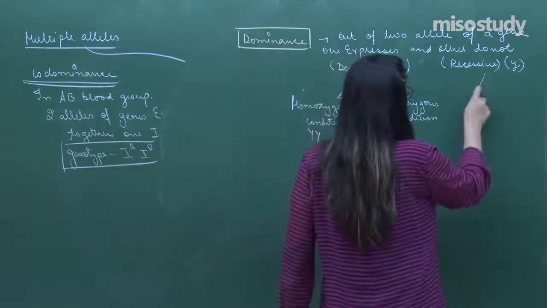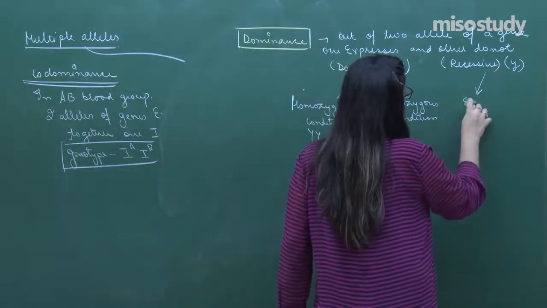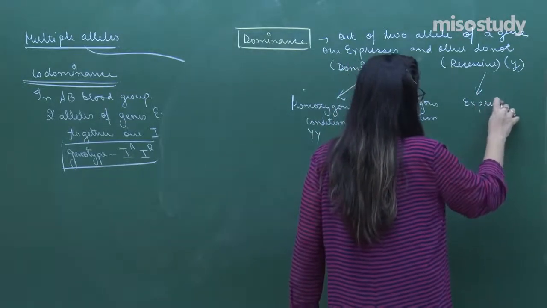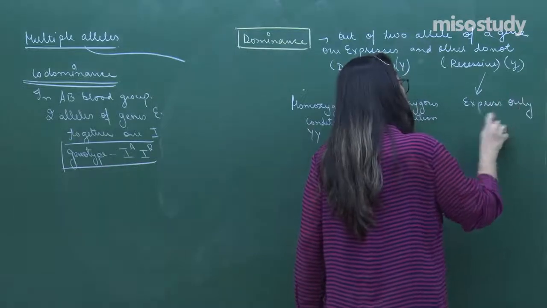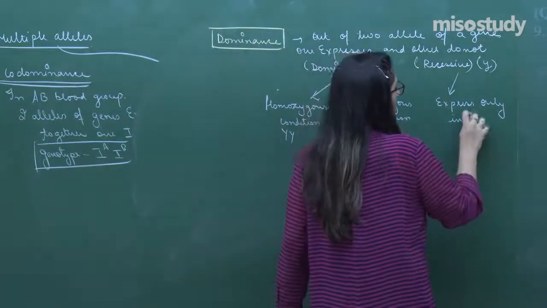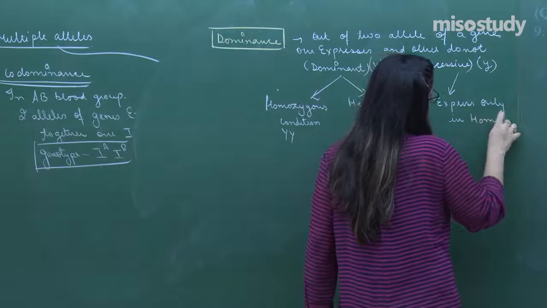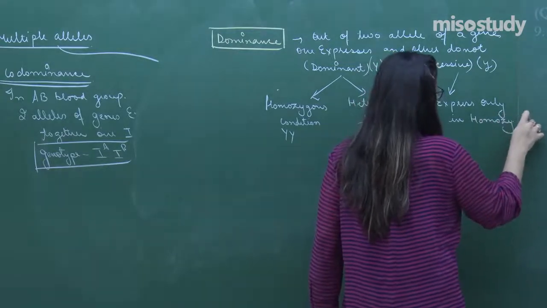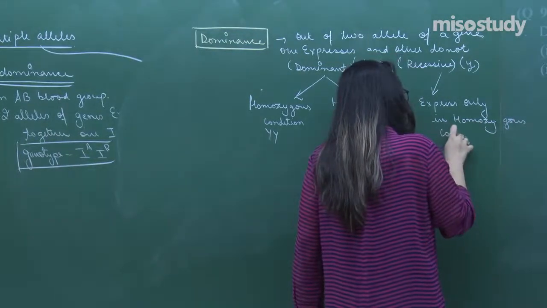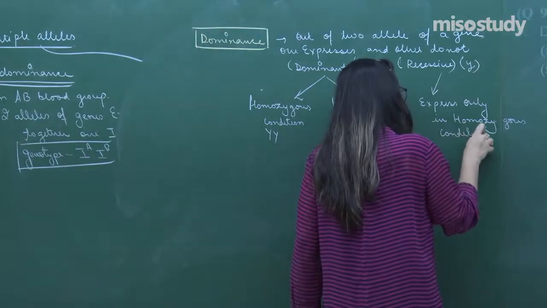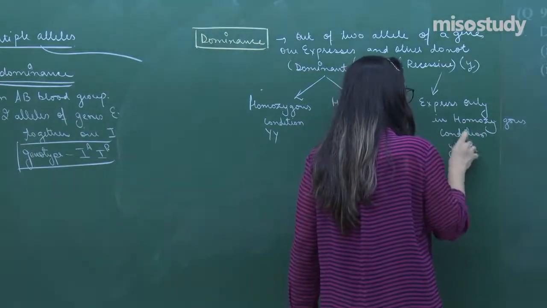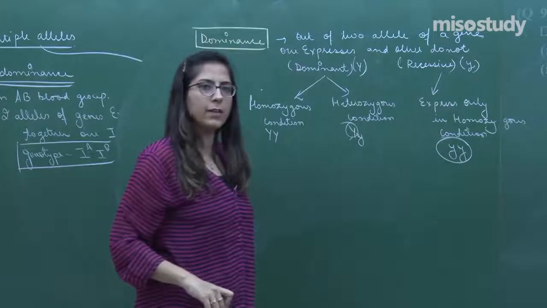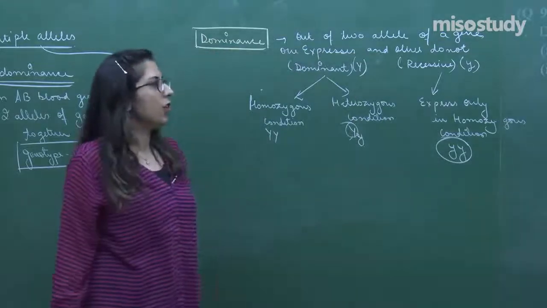Whereas the recessive genes are those genes which express only in homozygous condition, that is only in small y, right? This is called dominance.